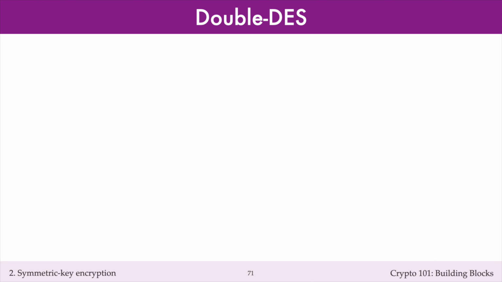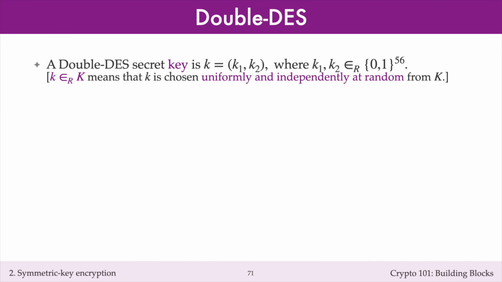Let's see whether multiple encryption can increase the security of DES. I'll first take a look at double DES. In double DES, the secret key K is a pair of single DES keys, each chosen uniformly at random from the single DES key space. In this course, by this notation, I'll mean that K is chosen uniformly and independently at random from the set K.